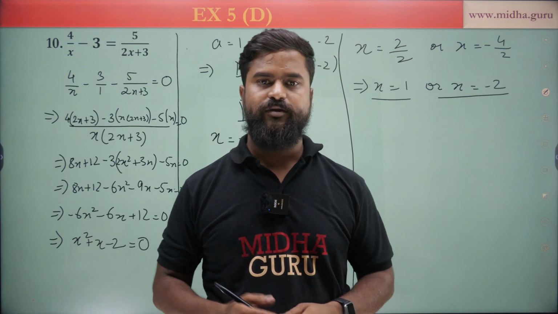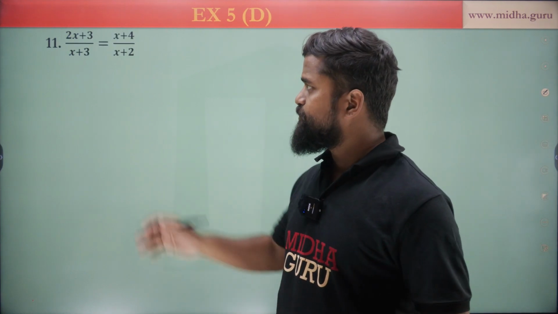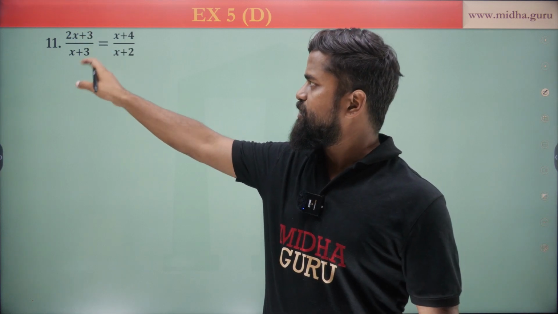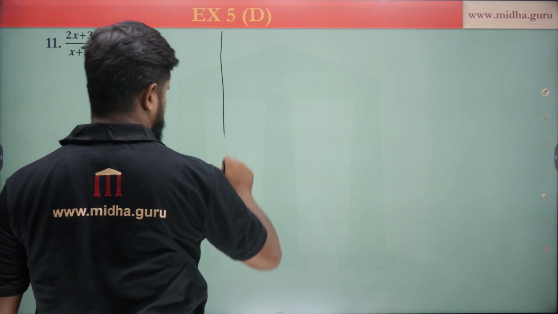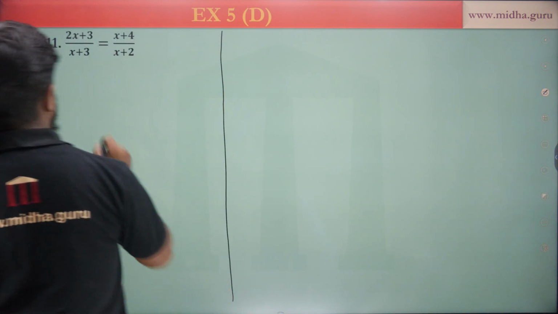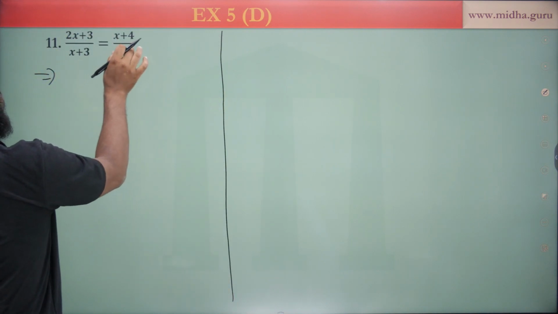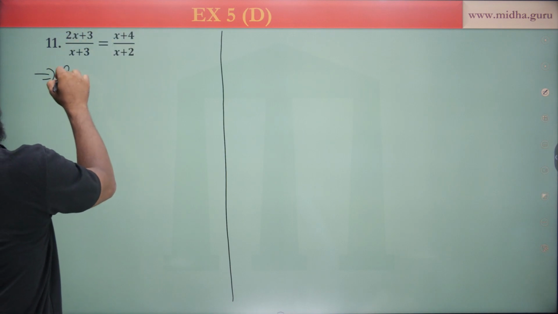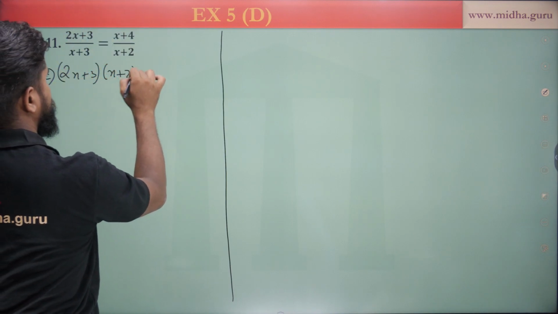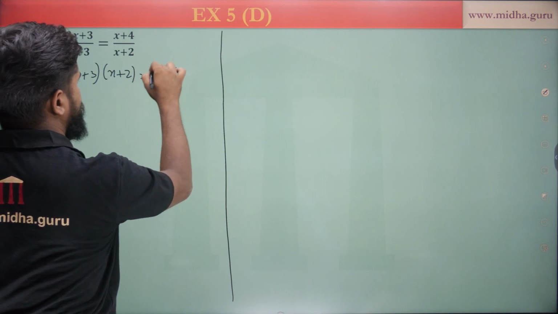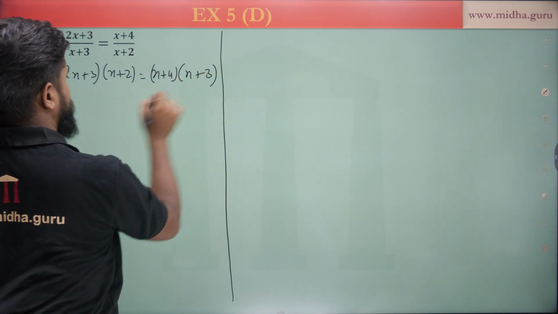Now let us see the next problem. The next question is 2x plus 3 by x plus 3 is equal to x plus 4 by x plus 2. So again, first step will be just to bring this into the standard form. For that, what we will do is we will cross multiply x plus 2 here and x plus 3 there. We get 2x plus 3 into x plus 2 is equal to x plus 4 into x plus 3.